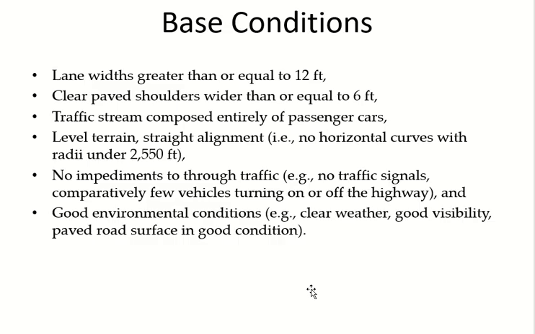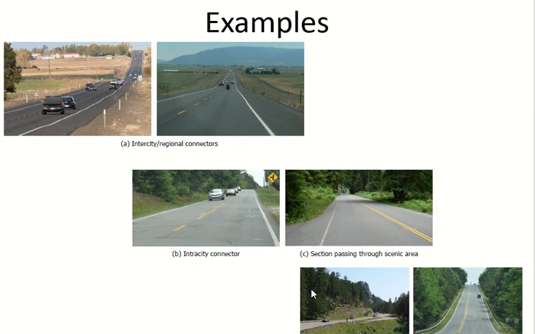Okay, the ideal conditions, the base conditions. Base meaning ideal conditions for two-lane highways include lane width of 12 feet, shoulder width of 6 feet, traffic only passenger cars, level terrain, no curvature, no signals, no interruptions, and good environmental conditions. All of them are considered ideal conditions. When these conditions are there, the traffic will be faster and your level of service will be better.